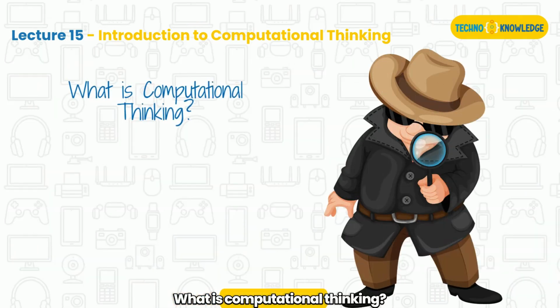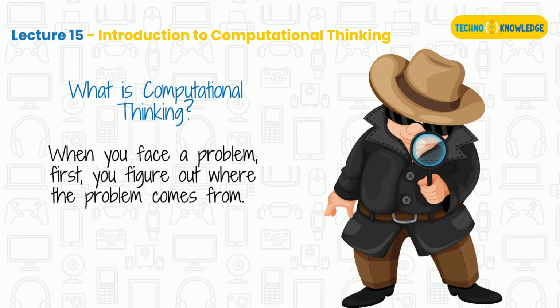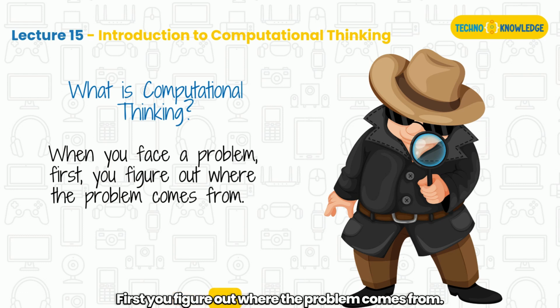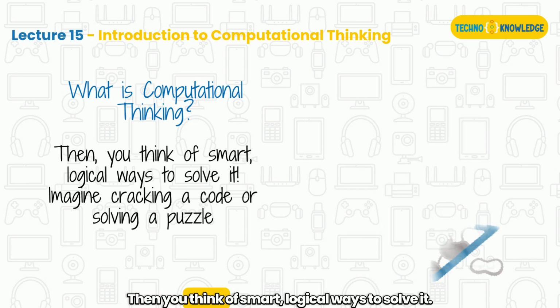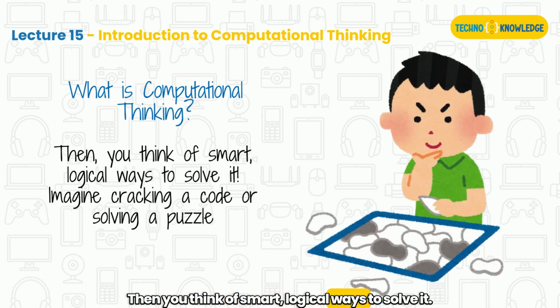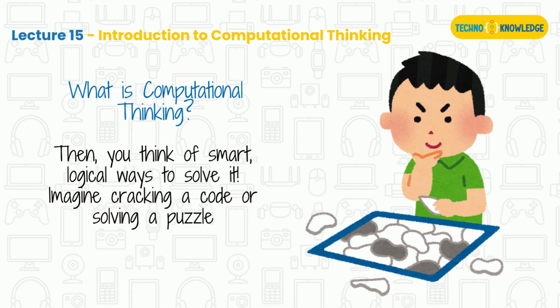What is computational thinking? Computational thinking is like putting on your detective hat. When you face a problem, first you figure out where the problem comes from. Then you think of smart, logical ways to solve it. Imagine cracking a code or solving a puzzle. Sounds fun, right? This skill helps us make tough problems simpler, step by step.